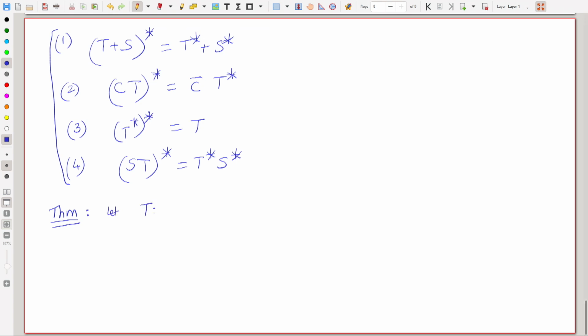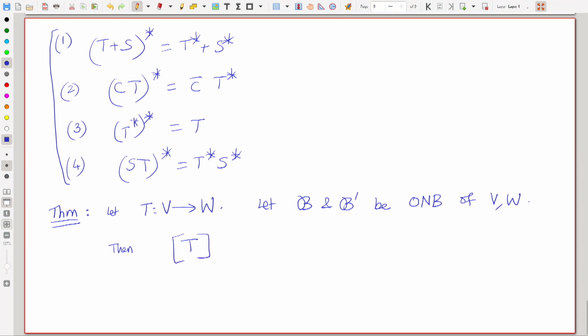Theorem: let T be an operator from V to W, and let B and B prime be orthonormal bases of V and W. Then you write the matrix of T with respect to this pair of bases, right. So remember, if I have two different vector spaces, then I need two bases in order to construct a matrix, one for this and one for that. So the matrix of T with respect to a pair of orthonormal bases turns out to have the following property.